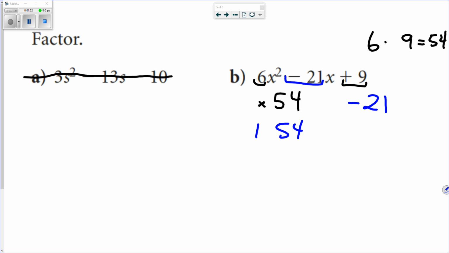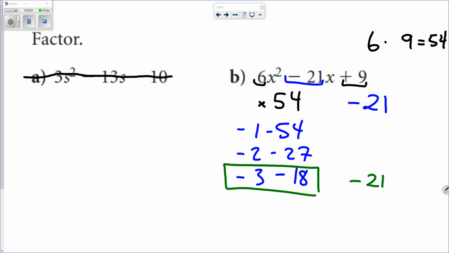And because that last number, that 21, is negative, we know we need to have negative factors. Because the 9 is positive, we know that they have to both be negative, because a negative times a negative is positive. So negative 54, negative 1, negative 54, negative 2, negative 27, negative 3, negative 18. And I'm going to stop there because I know that when we add negative 3 and negative 18, we get negative 21. So those are our numbers that we're going to use.